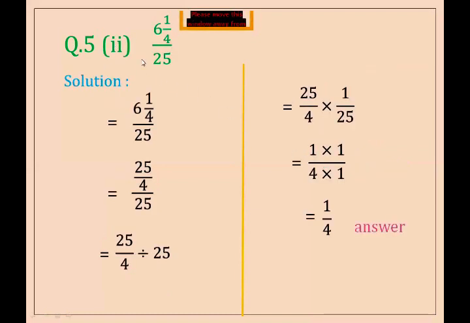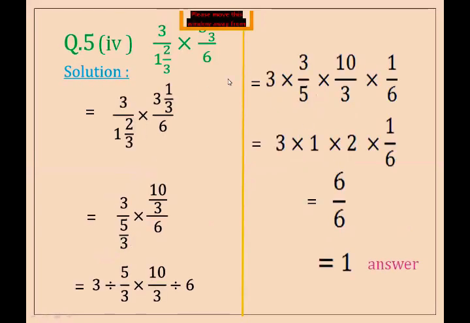Okay, the second part of the same question, 6 whole 1 upon 4 upon 25. Firstly, we have to solve this mixed fraction. 4 6s are 24 plus 1, 25 upon 4, divided by 25. Here we write 25 upon 4, the divide sign, divide by 25. Now we take the multiplicative inverse of 25, so we convert this divide sign into a multiplication sign, and 25 into 1 upon 25. Cancellation is possible here: 25 ones are 25 and 25 ones are 25. So here we have 1 multiplied by 1 and 4 multiplied by 1. So the final answer is 1 upon 4.